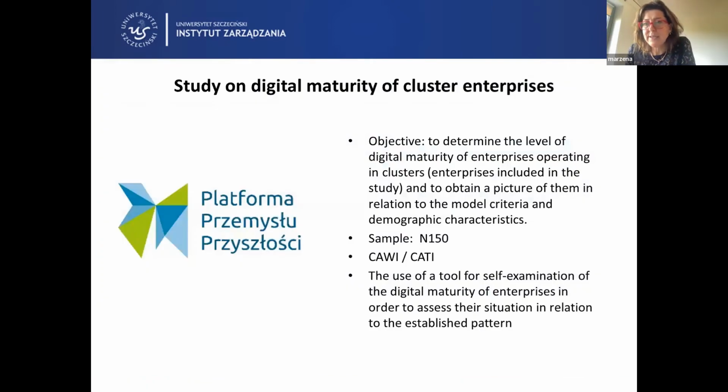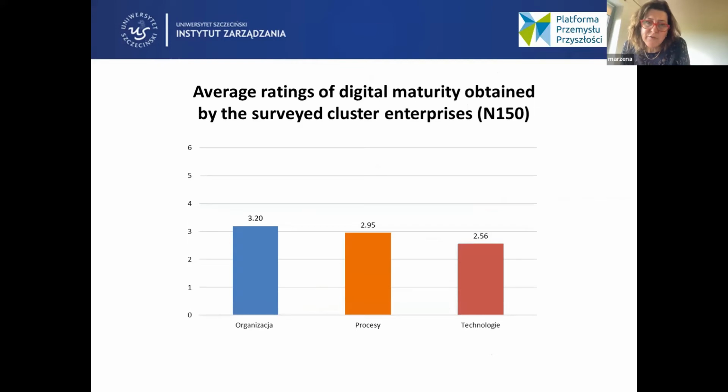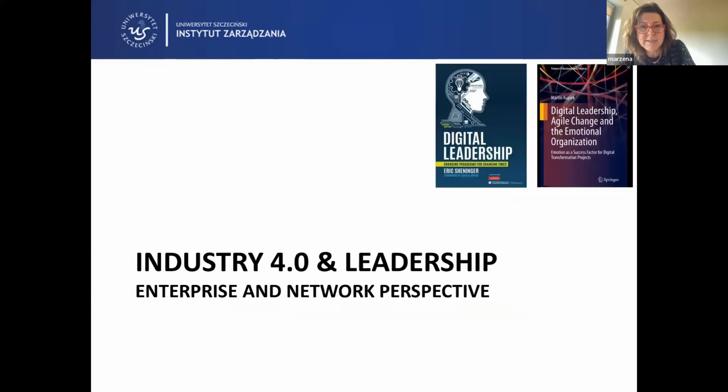And we also use this questionnaire, this model, to conduct some research. Next slide, please. And here you have just the average ratings of digital maturity in Poland. So maybe next slide, please. Looking at just these 3 pillars, organization, process, and technologies, you can see that organization has the best score. Technology, so introducing technology, is not so good, not even at the medium level, like 3. Okay, the next slide, please.